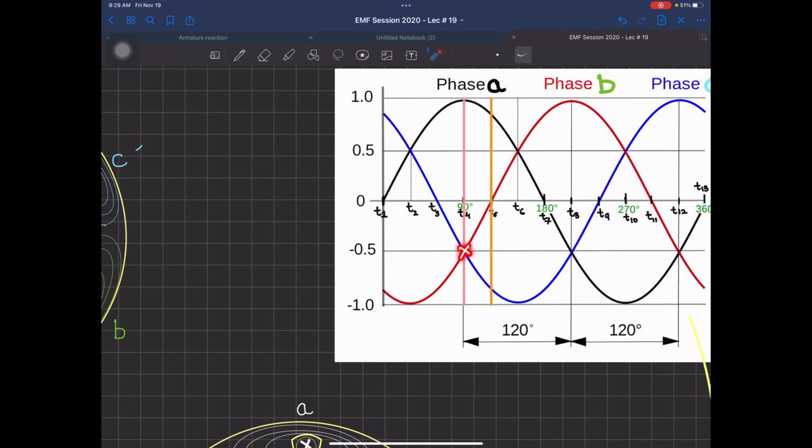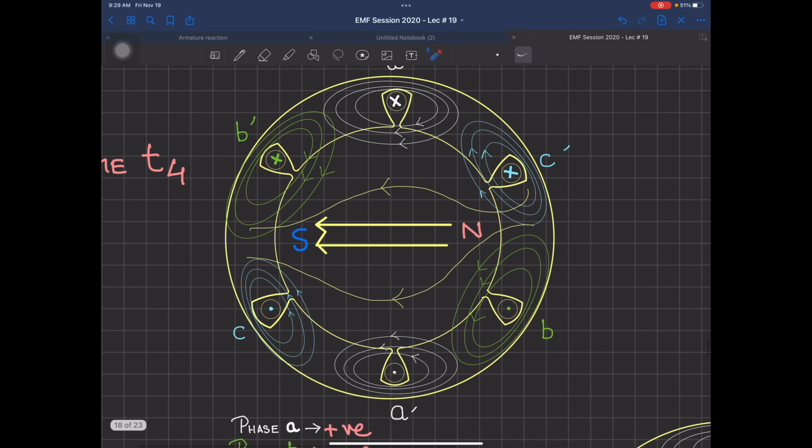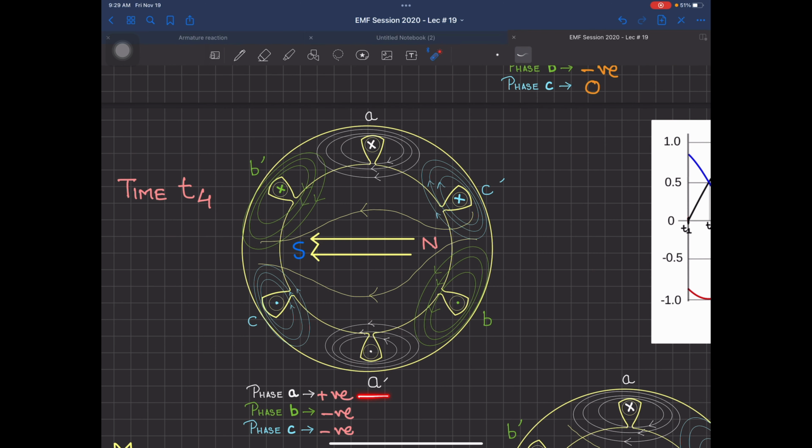Phase C is also negative. So at time t4, phase A is positive, B is negative, C is negative. Now you can see over here, in the diagrams drawn for each timestamp, I'm not taking their magnitude into consideration. I'm only considering whether they're positive or negative. We will talk about magnitude when we do the mathematical proof. We are only concerned with the orientation of the magnetic field.